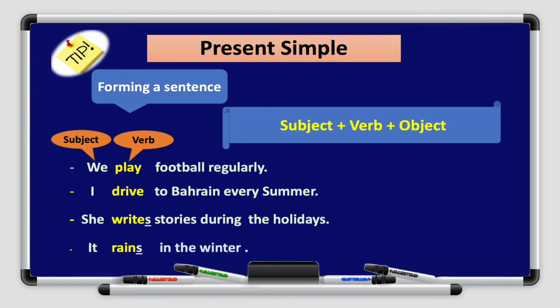The third example, she writes stories during the holiday. She is the subject and writes is the verb. Notice here that we add s to the end of the verb. And the last example, it rains in the winter. It, the subject, rains, the verb, with the s at the end.